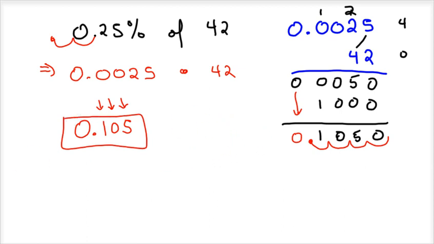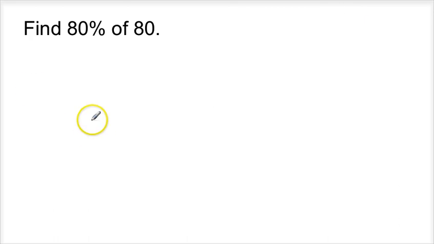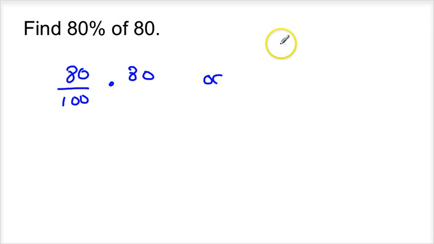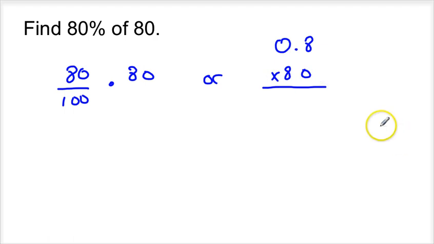Let's take a look at one more example. Find 80% of 80. So in this case, ask yourself, would it be easier to turn 80% into a decimal or to use 80% as a fraction? Again, the choice is yours. So do I want to turn 80 over 100 times 80, or turn 80% into a decimal, becoming 0.8 times 80? The choice is yours.